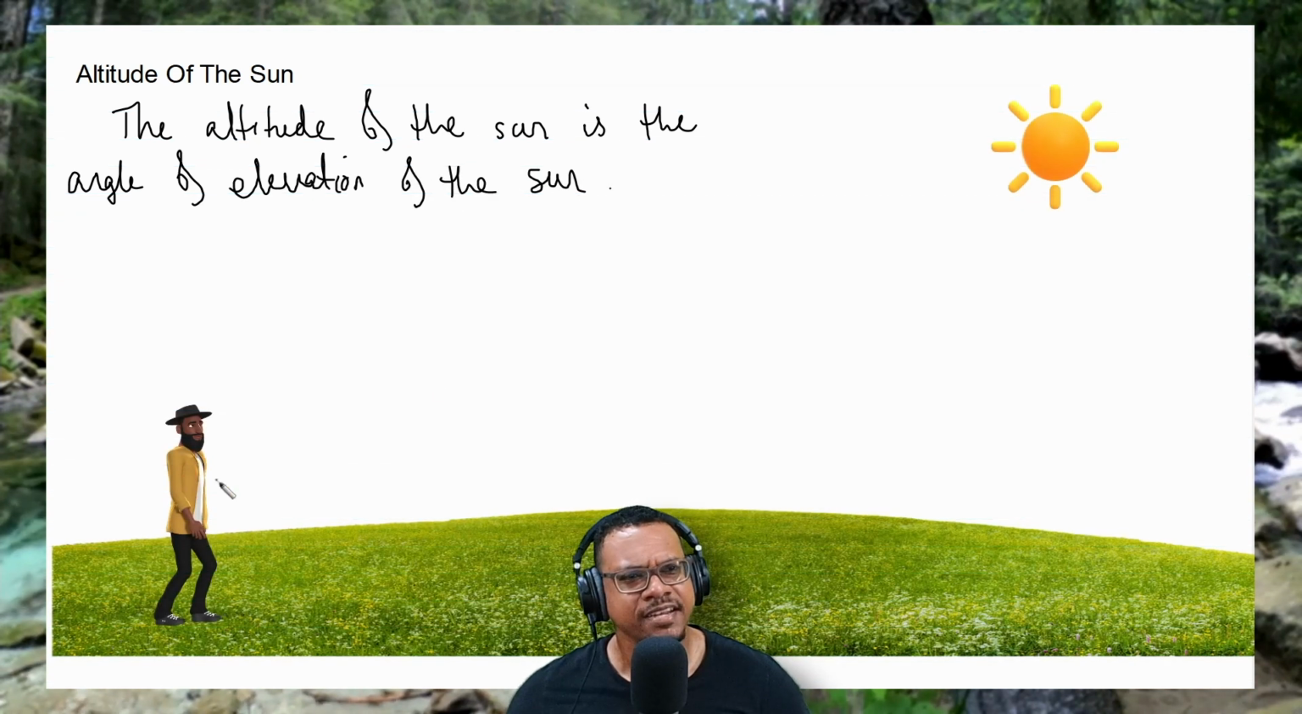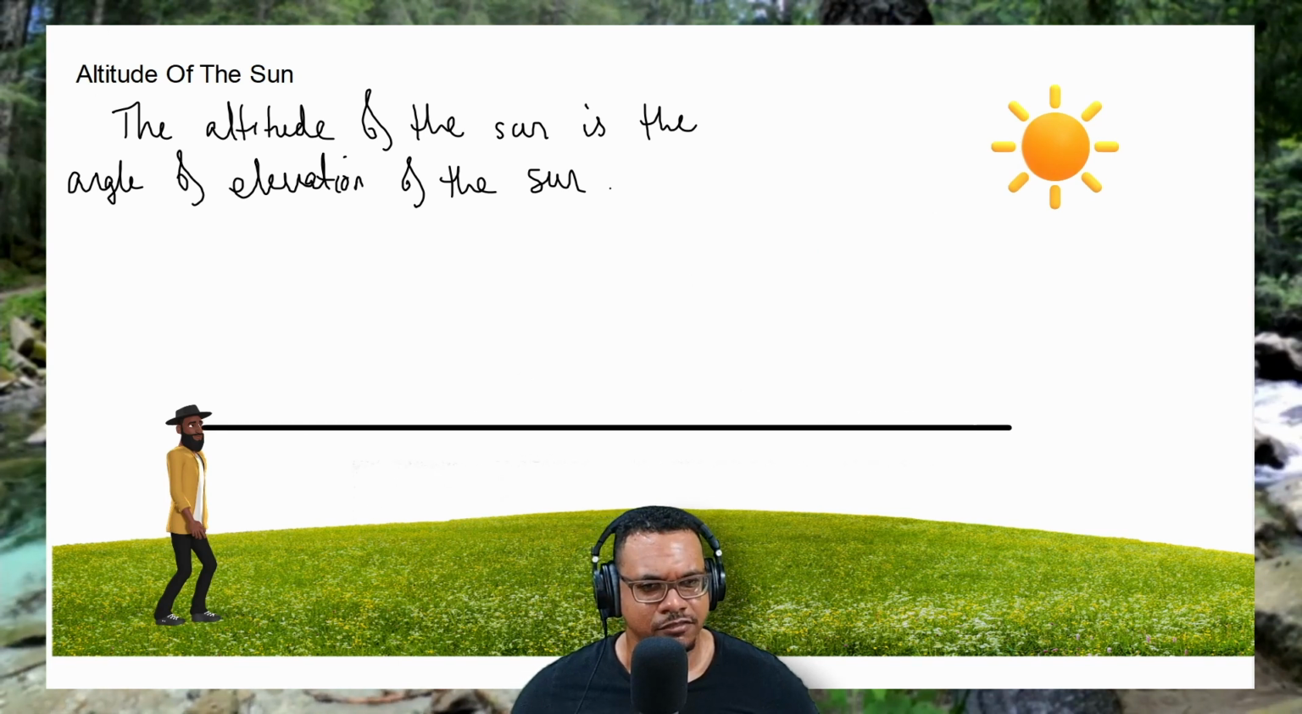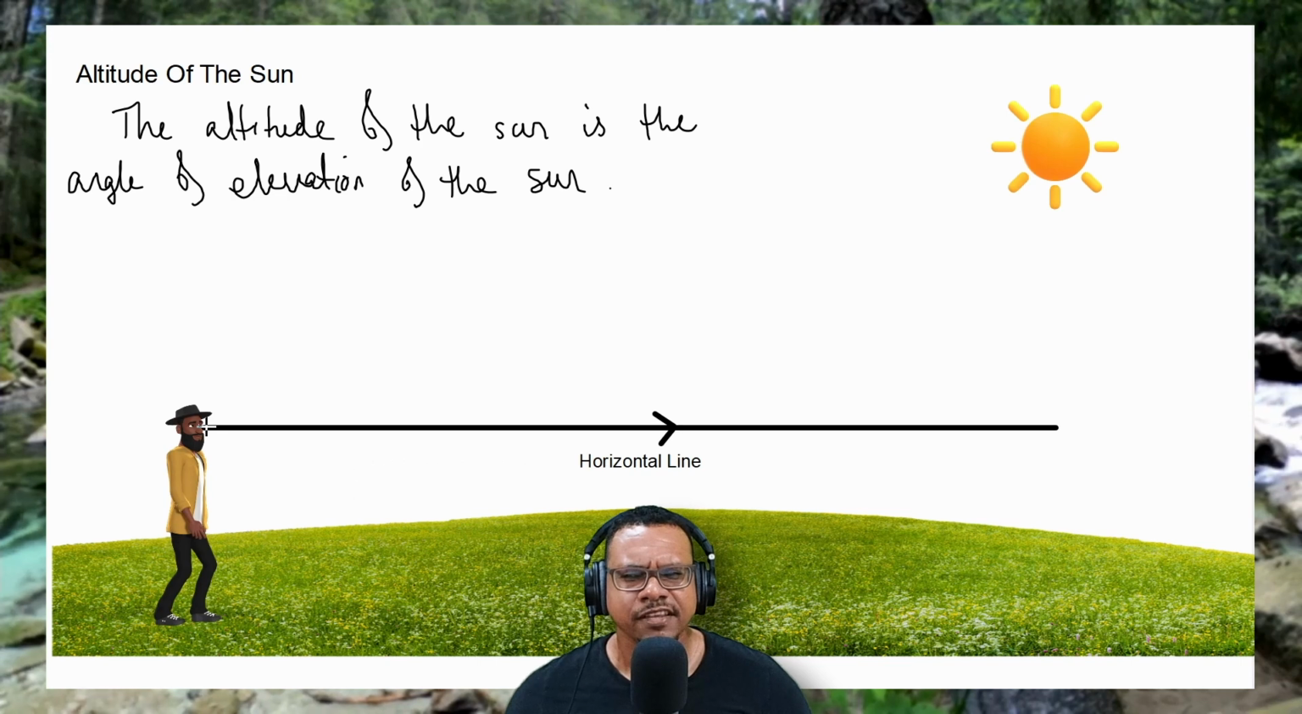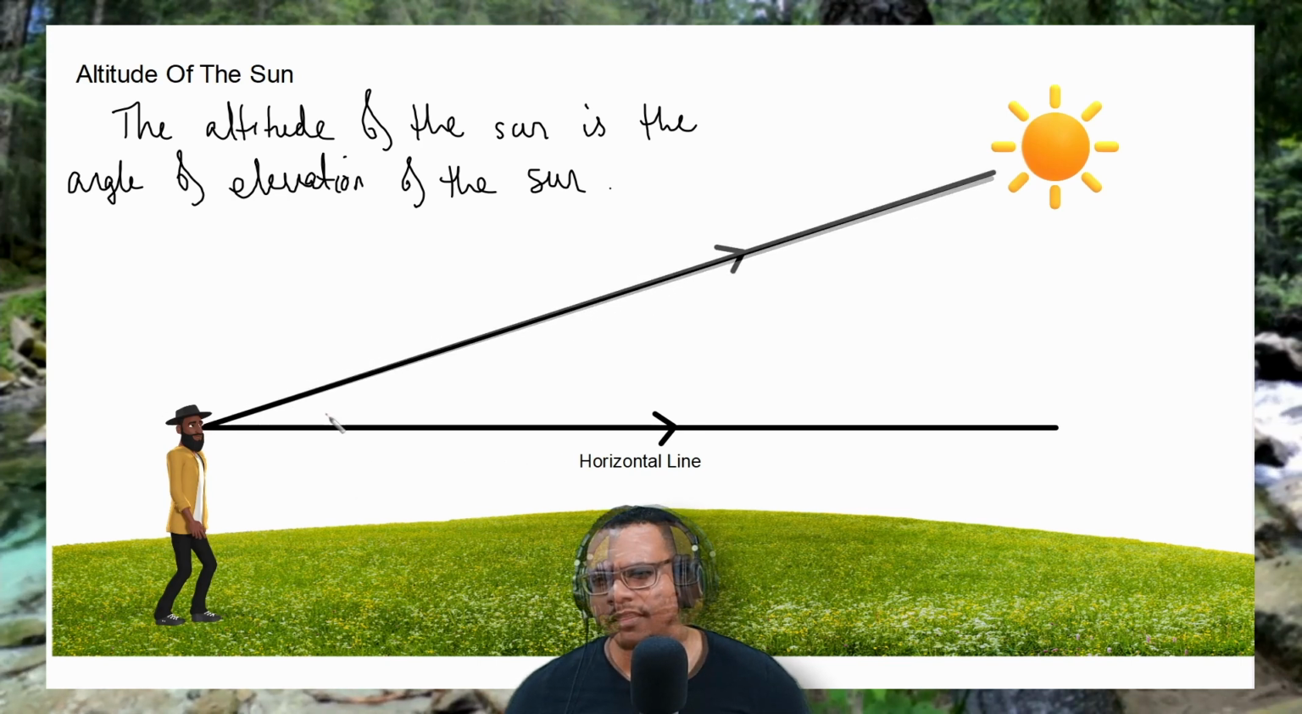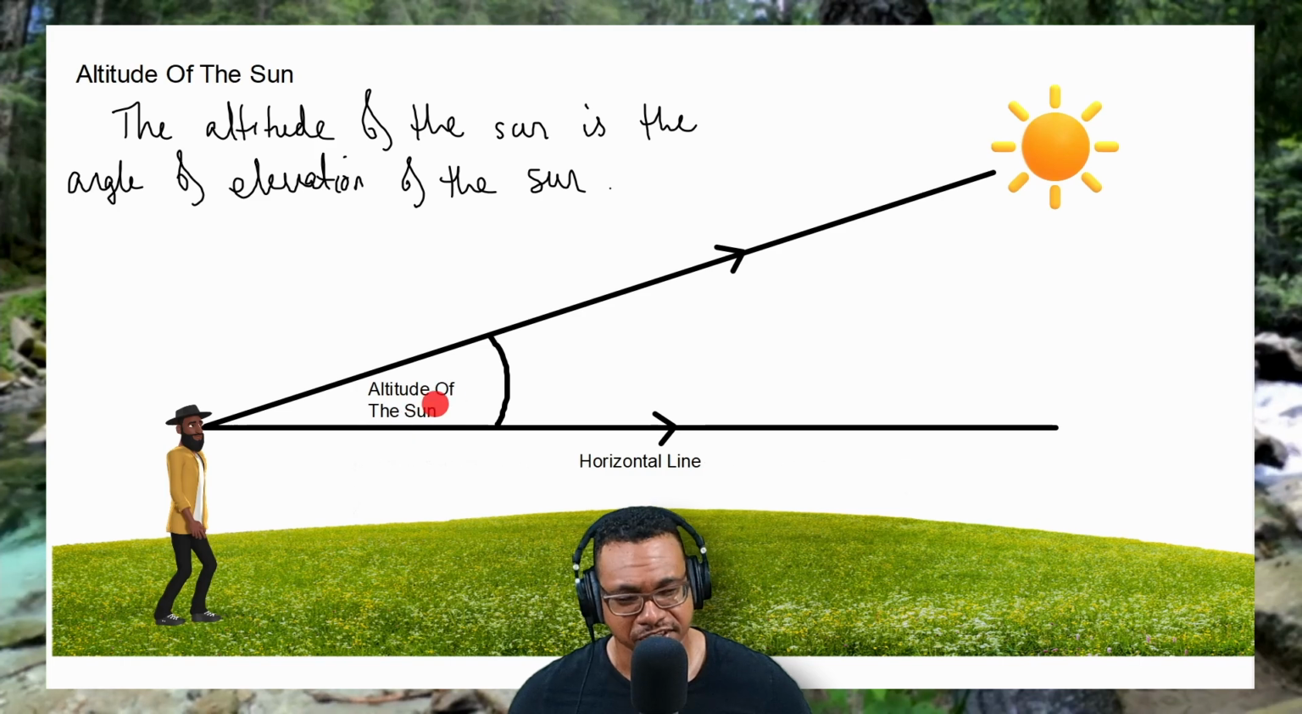So again, we have our man, and then we have the sun up here. So the man will be looking horizontal first. And then if he looks up at the sun, this angle formed here would be the angle of elevation of the sun, which is called the altitude of the sun. All right, so if you ever get a question asking you to find what is the altitude of the sun, it's simply the angle of elevation of the sun.